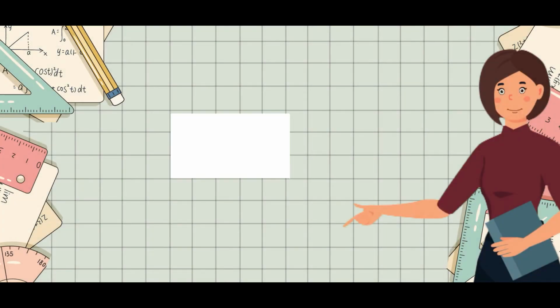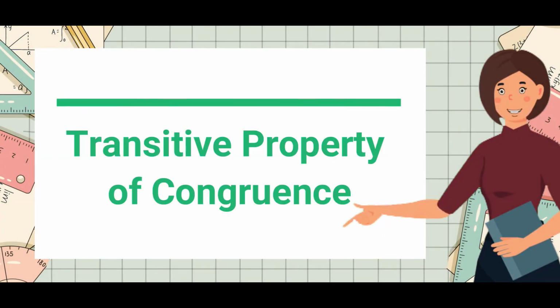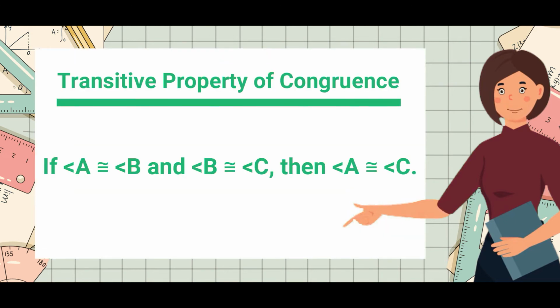Next is the transitive property of congruence. If figure A is congruent to another figure, figure B, and figure B is also congruent to another figure, figure C, then figure A is also congruent to figure C. Now we have here an example. If angle A is congruent to angle B, and angle B is congruent to angle C, then we can say that angle A is congruent to angle C.